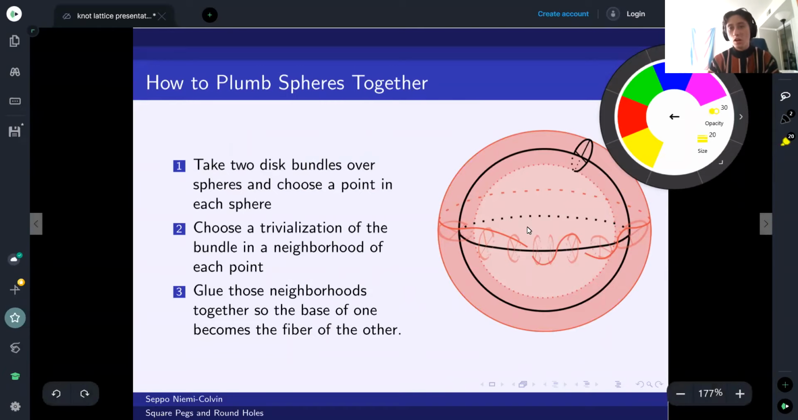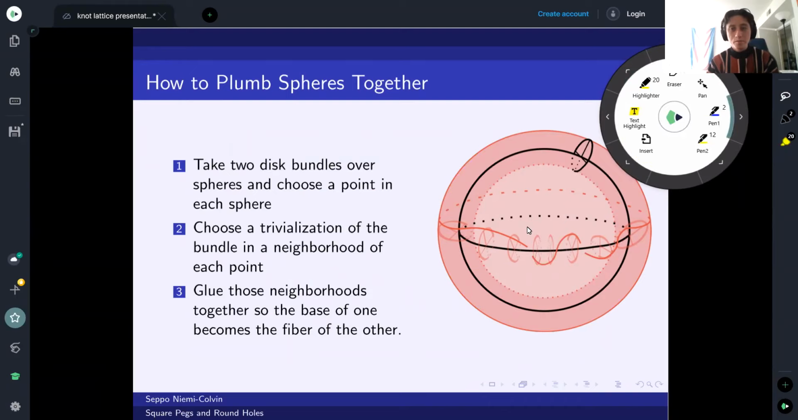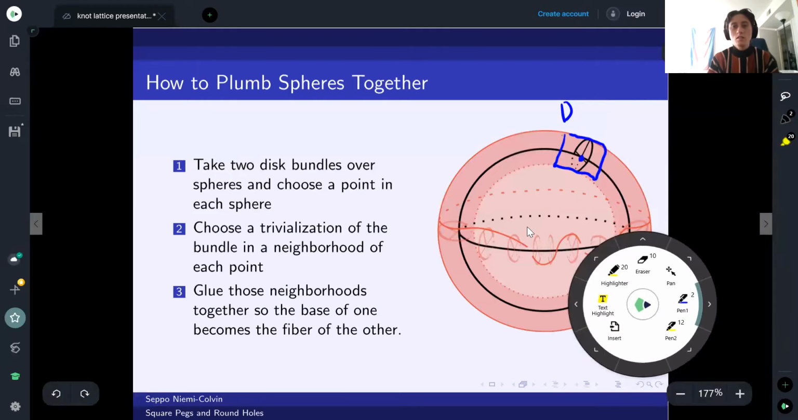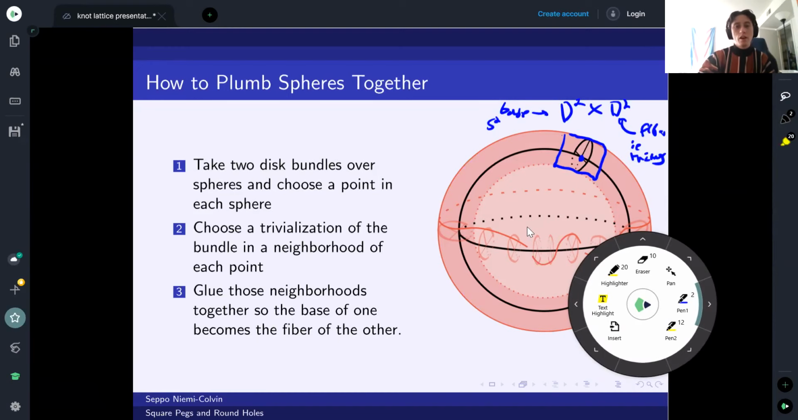Let's make something slightly more complicated by gluing two of them together through an operation called plumbing. To do this, take a point in each sphere, take a neighborhood of that trivializes the disk bundle. So we have two disks. One is from the base, i.e. the S2 part, and the other is from the fiber, i.e. the thickening. And we'll glue those together so that the base of one becomes the fiber of the other.